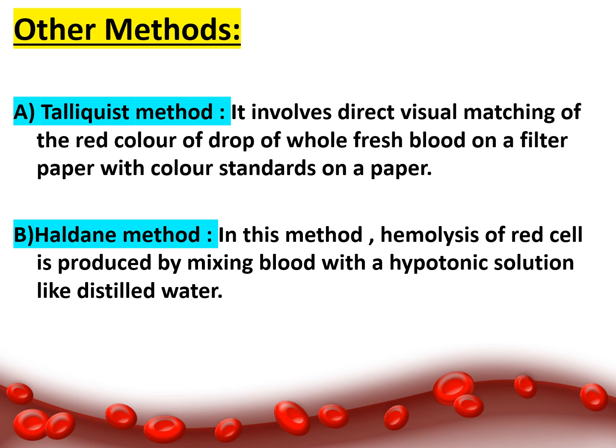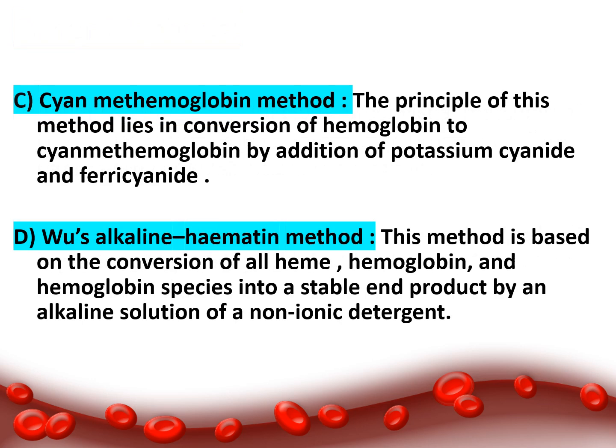In this method, hemolysis of red cells is produced by mixing blood with a hypotonic solution like distilled water. Third one is the cyanmethemoglobin method. The principle of this method lies in the conversion of hemoglobin to cyanmethemoglobin by addition of potassium cyanide and ferricyanide. Fourth one, Wu's alkaline hematin method. This method is based on the conversion of all hemoglobin species into a stable end product by an alkaline solution of a non-ionic detergent.